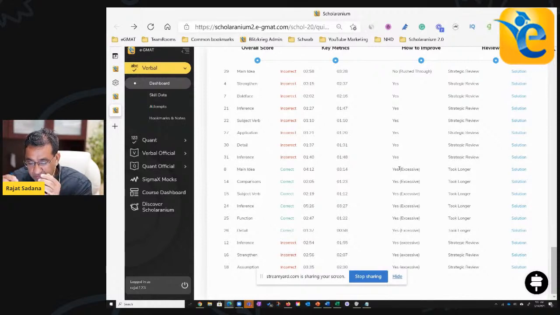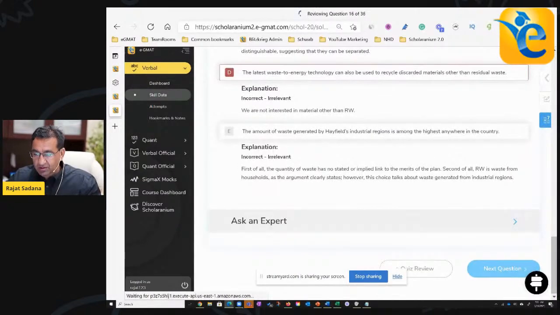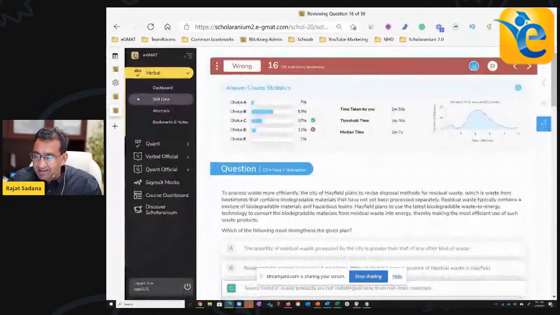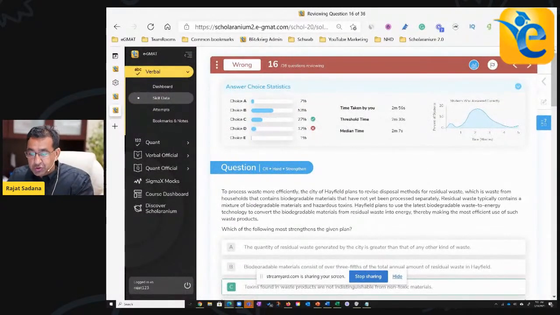Okay. So in this case, if you were to look at it in a generic fashion, if you were to look at average times, you would say, hey, I have a timing problem in CR because I have a strengthen and an assumption question where I've taken longer. No, you don't have a timing problem in CR because in general, while answering strengthen and assumption questions, you don't take longer. But in these questions over here, there was something that messed you up, which is why you took a lot longer than what you should have taken. And by revising those specific constructs, you can address that timing problem with a lot more precision.